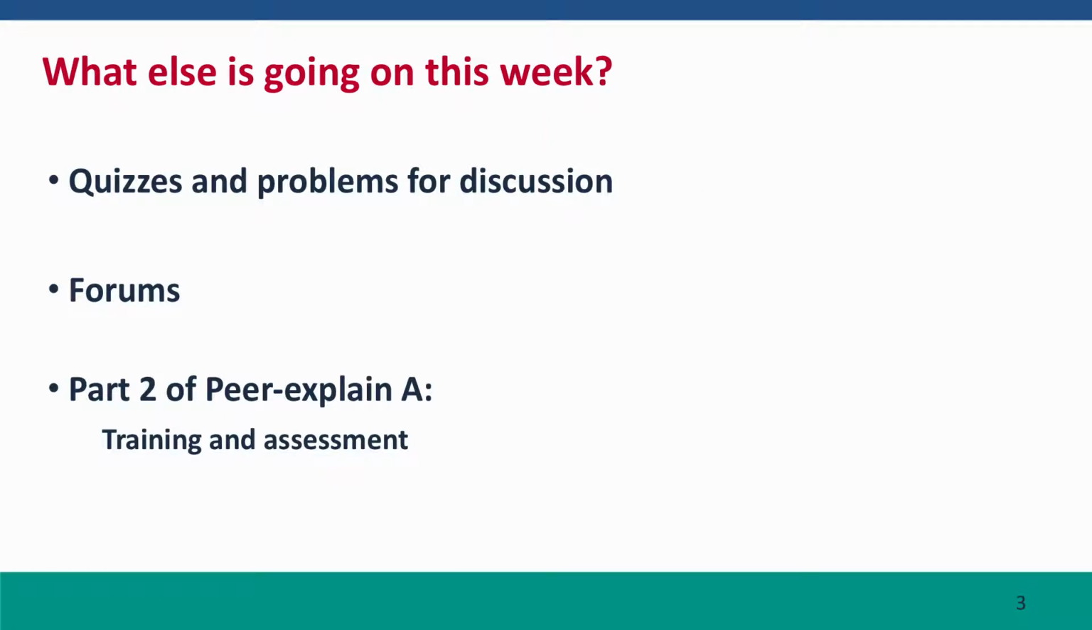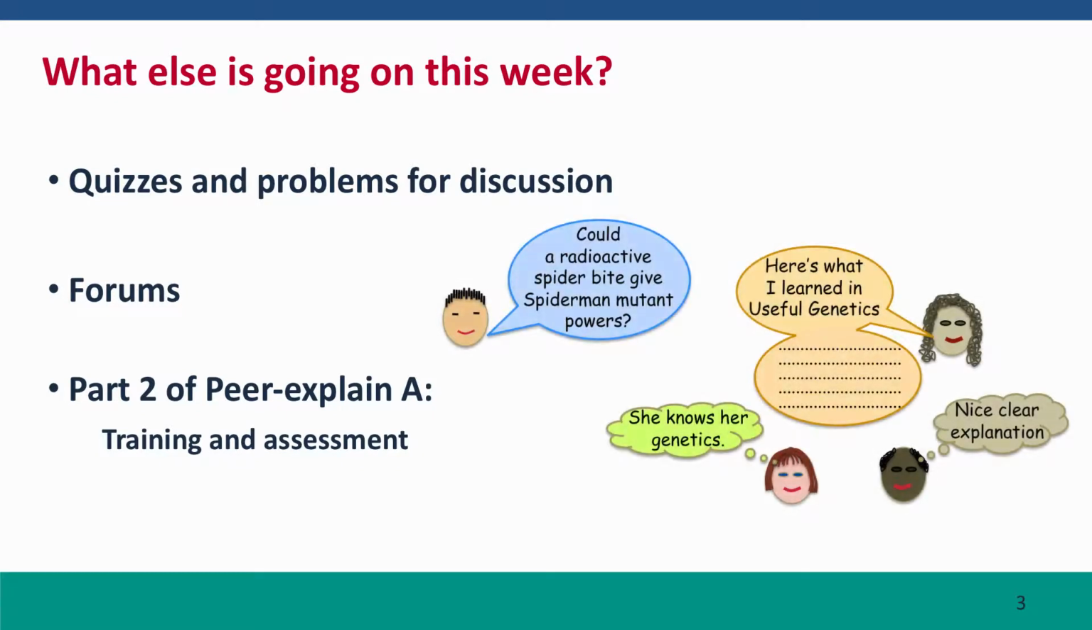Also going on this week, of course, are our quizzes and problems for discussion, our discussion forums, and don't forget, this week we'll be doing part two, the training and assessment part of our first Peer Explain assignment. You'll remember that in this assignment, you first write a short response to a friendly neighborhood kind of question written for ordinary people to understand, and then you'll evaluate the submissions from other students.